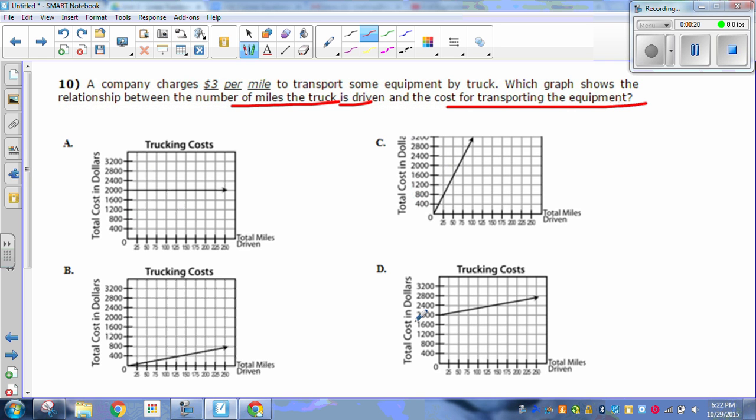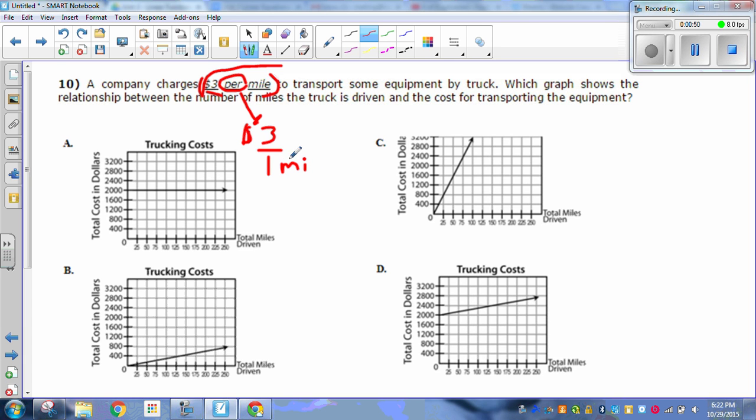Same scales. They're each going up by 425. It has total miles driven, total cost. So really, you just got to realize $3 per mile, what does that look like on a graph? And this is a recognition question. Whenever you see that word per, like a cat purse, $3 per mile, that tells you that the slope of this is $3 for every 1 mile. In other words, the slope is just 3 over 1.